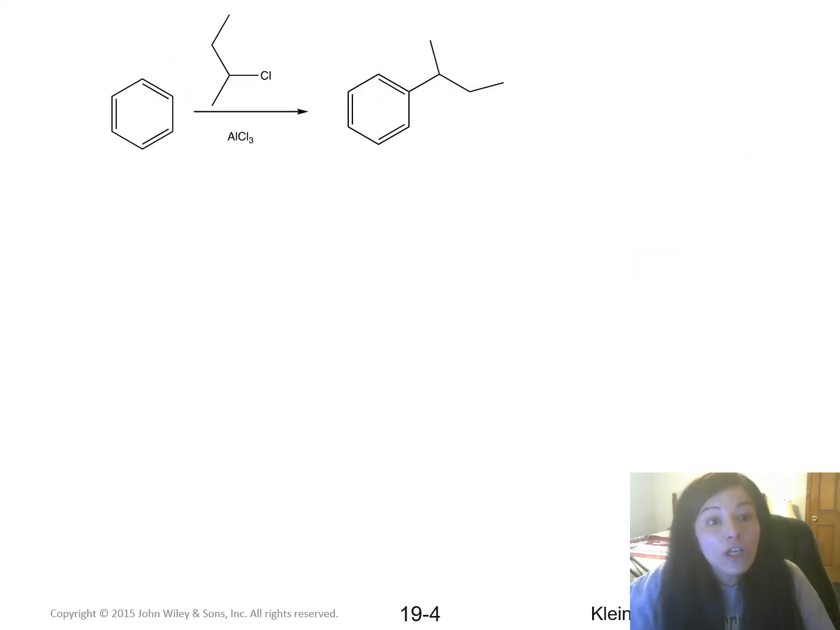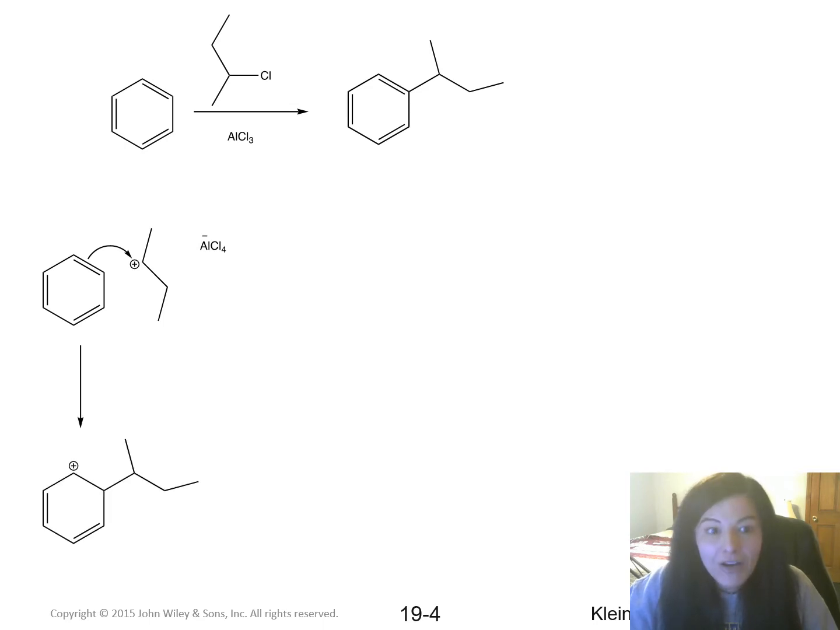So let's look at the mechanism, right? We already know that a Lewis acid catalyst and an alkyl halide can react to form a carbocation. We saw that in the last slide. This is the electrophilic agent that the benzene ring will now attack. Once the double bond attacks that positively charged carbon, we create a carbocation intermediate.